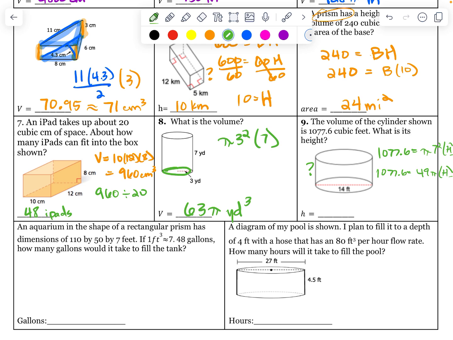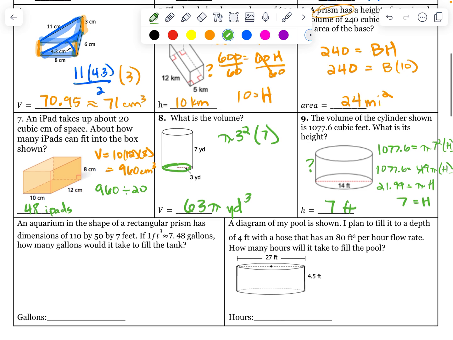I'm going to divide both sides by 49. 1077.6 divided by 49 gives me a hot mess. 21.99 equals pi times the height. Divide both sides by pi. I got a height that rounds to 7.0002. So my height is 7 feet.